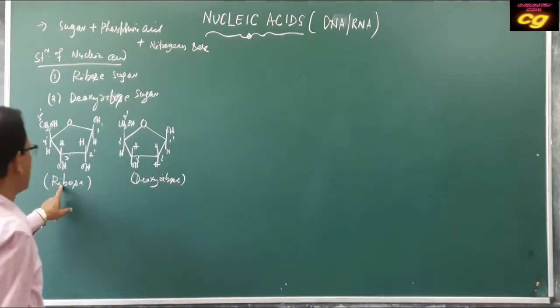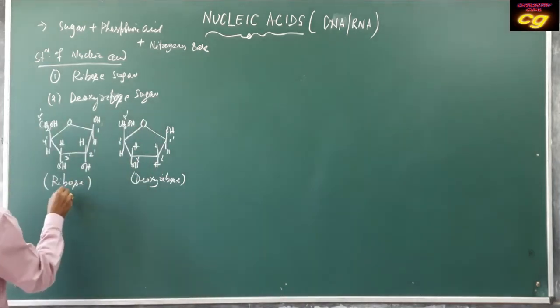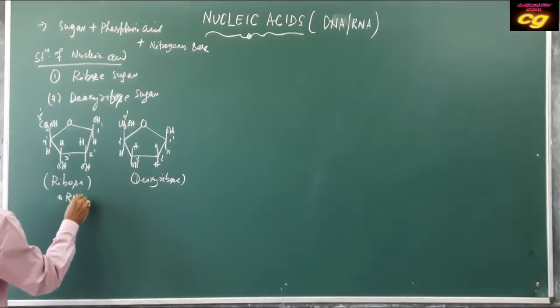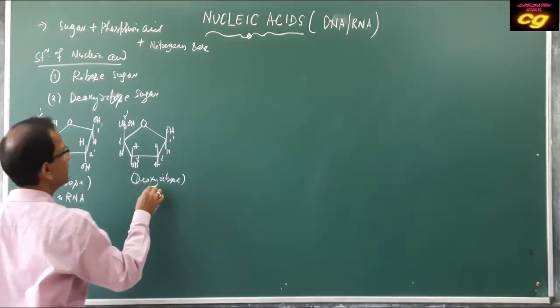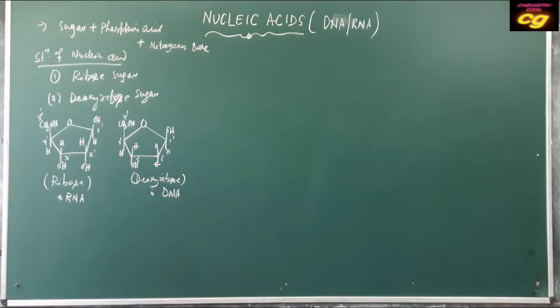And mainly ribose is available in RNA, and deoxyribose in DNA. This is the main difference between DNA and RNA. There are two types of nucleic acid, but the difference is in the sugar content. Okay. Then comes phosphoric acid. Then we come to the nitrogenous base.